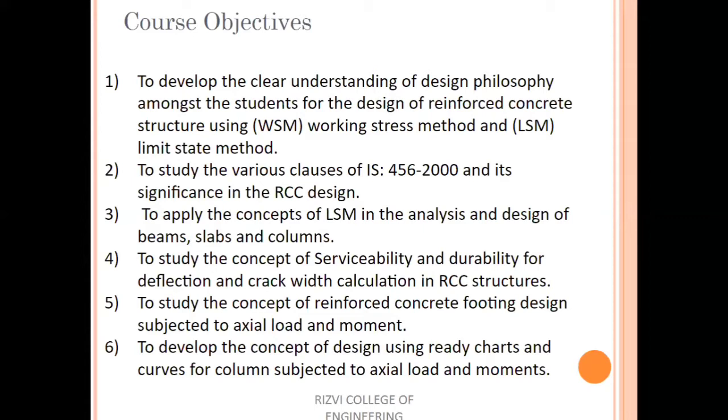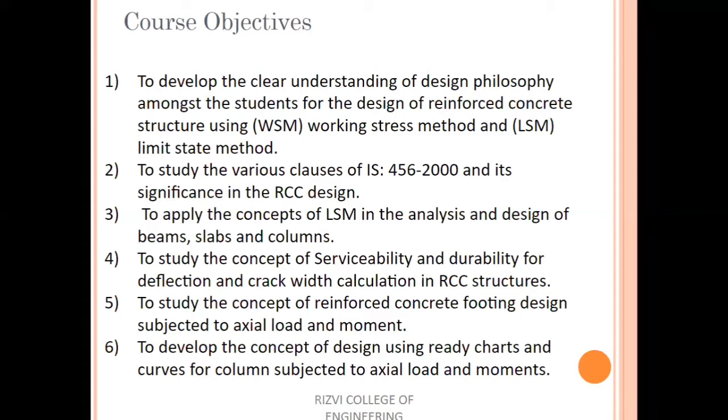To develop the clear understanding of design philosophy amongst the students for the design of reinforced concrete structures using working stress method and limit state method. So the first objective is for you the introduction of two methods of design. So for RCC we have two methods of design, that is working stress method and limit state method. So we will see in detail what are these methods.